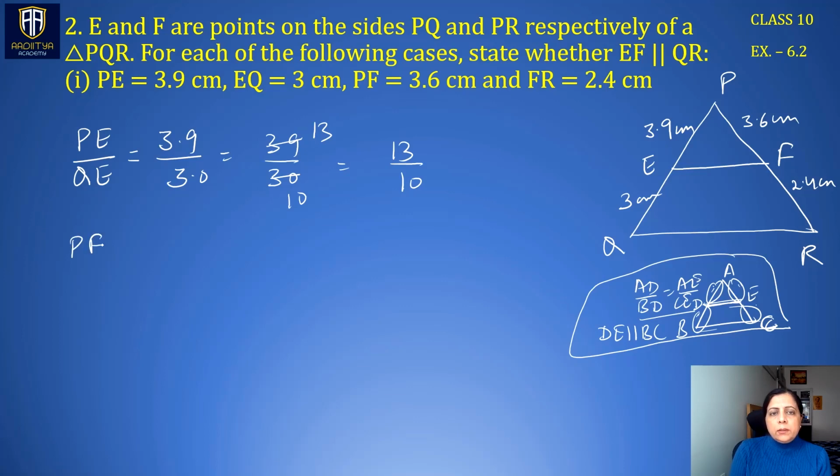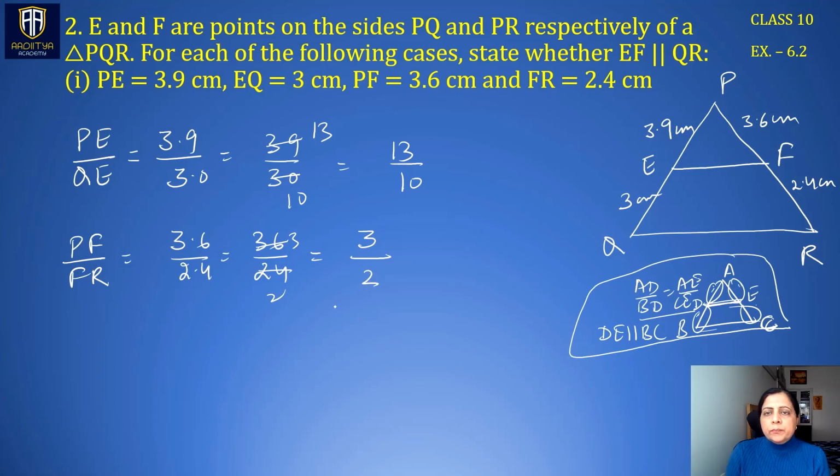Now check for PF upon FR, which is 3.6 upon 2.4. Remove both the decimals, multiplying numerator and denominator by 10, it becomes 36 by 24. So here this is 12 times 2, 12 times 3. We have 3 by 2. So we can see that here the ratios of these parts, PE upon QE and PF upon FR, are not equal. PE upon QE is not equal to PF upon FR.